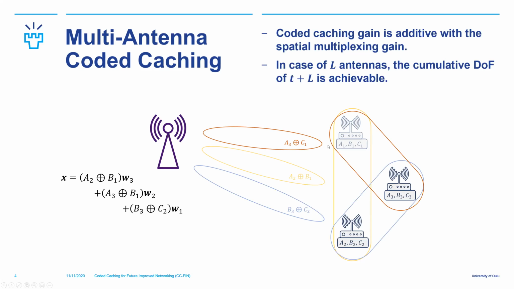So simply, we are creating codewords for groups of size T+1, and we are mixing them using beamforming vectors. This is how we can get this cumulative gain.